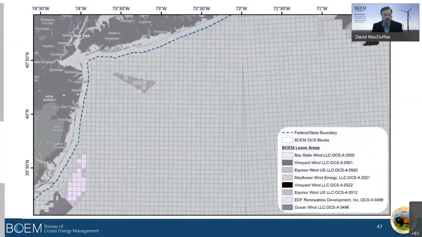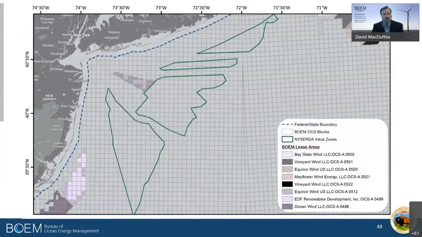Rather than leave you with a series of boxes, I thought a real world example might be helpful. So this is the New York Bight off of New York and New Jersey, where we recently completed the Area ID process earlier this year. These are the initial areas that we started out with. These were developed by the state of New York after a significant amount of data collection, stakeholder input, and analysis. The state proposed these areas to BOEM as call areas.